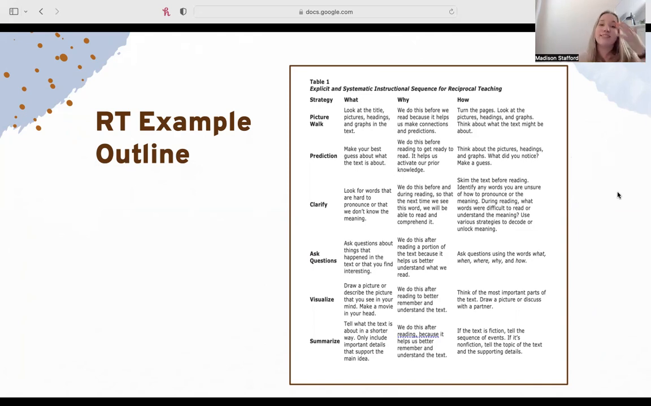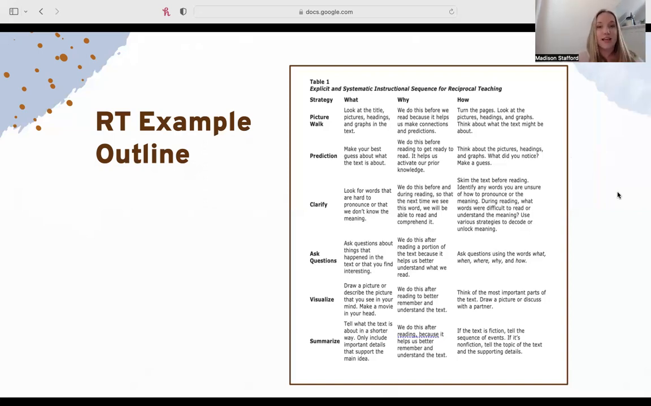Then it gives students a chance to ask questions. Ask questions about things that happened in the text, questions about something in the text they didn't understand, or maybe talk about what they found interesting in the text. We do this after reading because it helps us better understand what they just read.